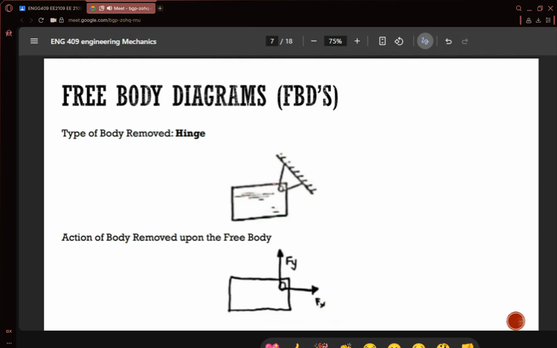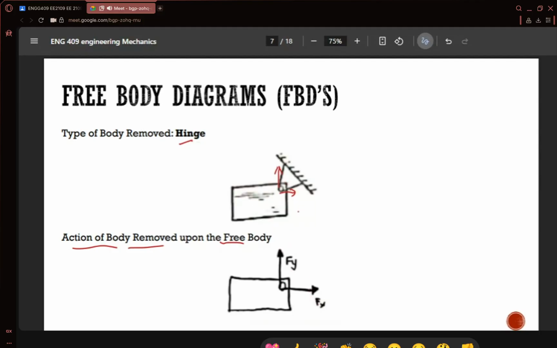Okay. So some more representations here. You have the type of body removed. So this one is a hinge. So when you see something like this, it is a hinge. Now this one is different because for a hinge you have what? Two directions of supports or forces. So this time, for the action of the body removed on the free body, it's like having component forces Fx and Fy.